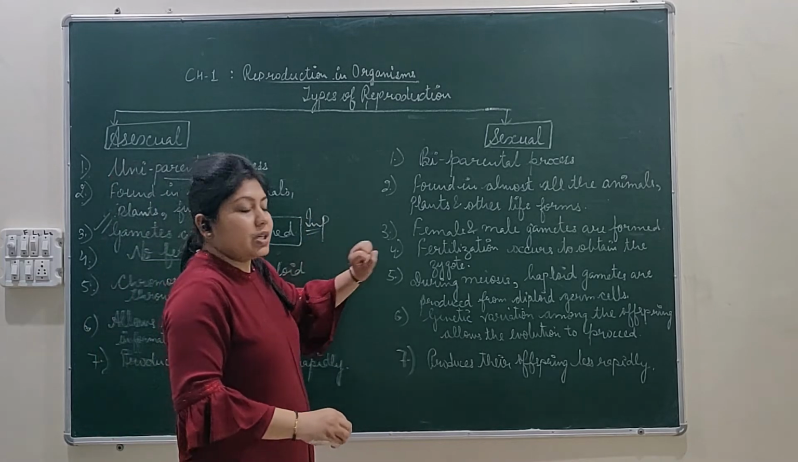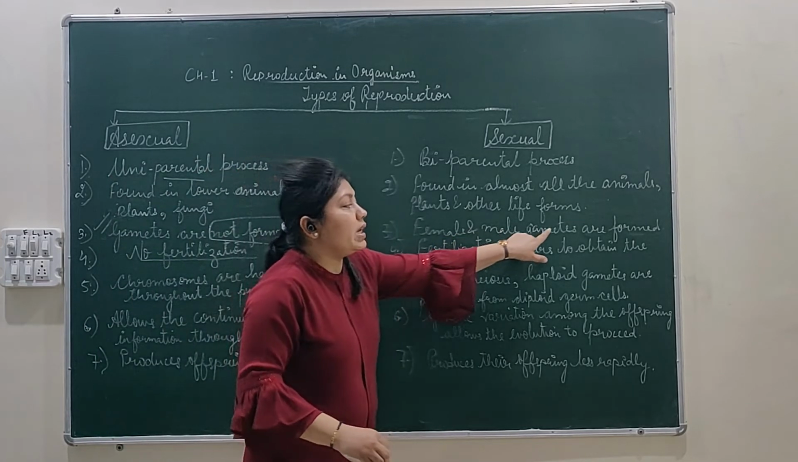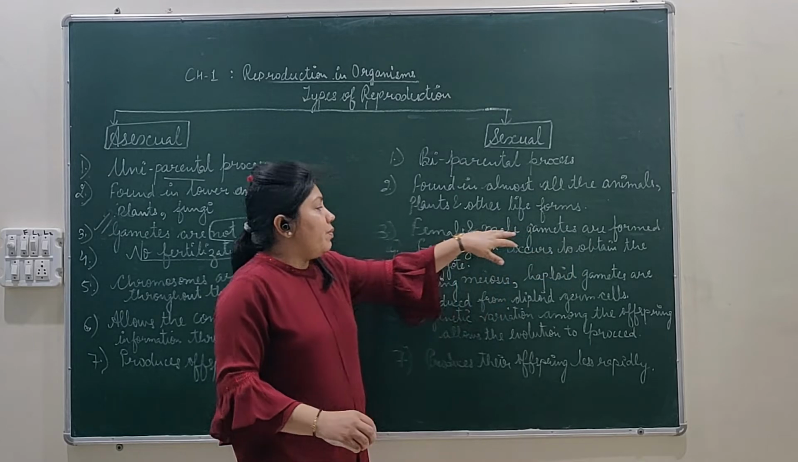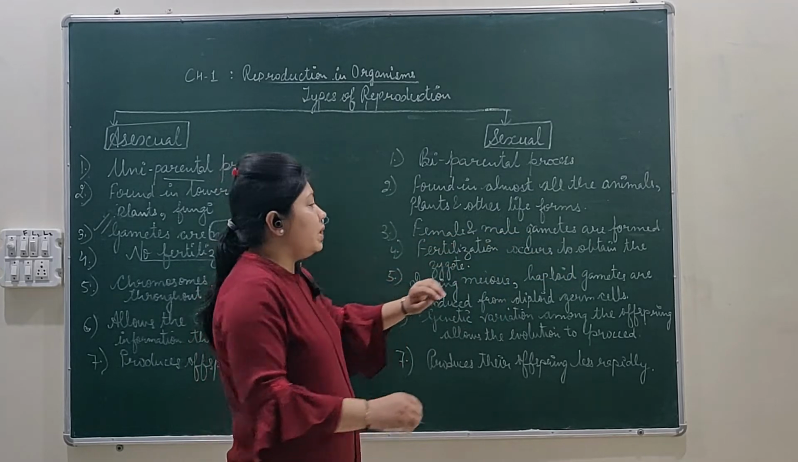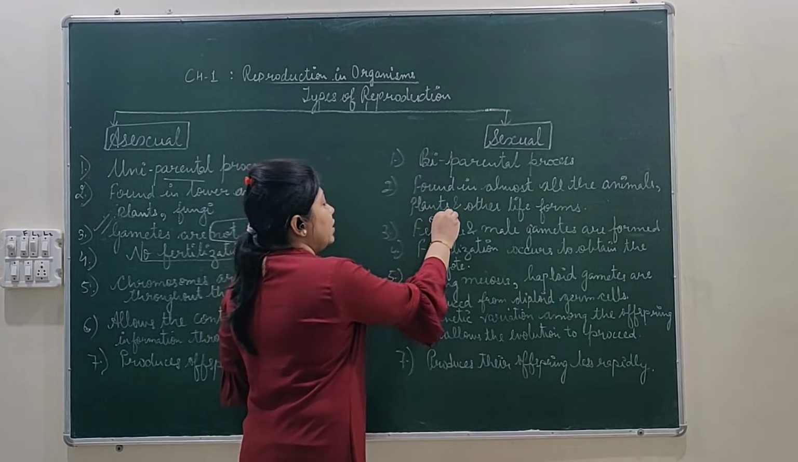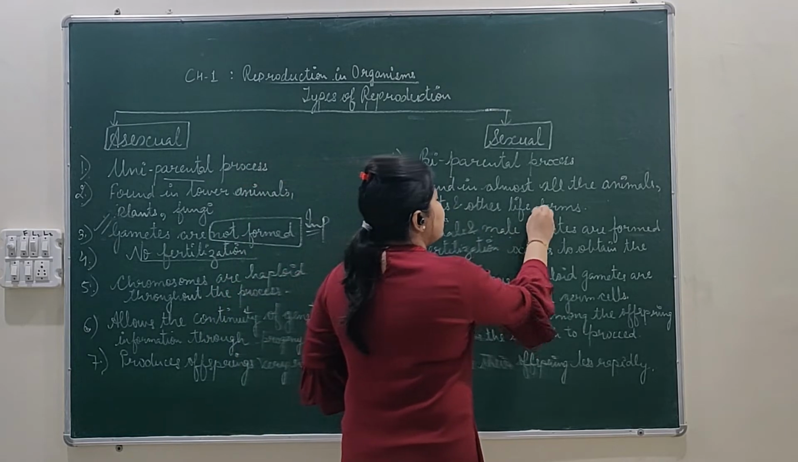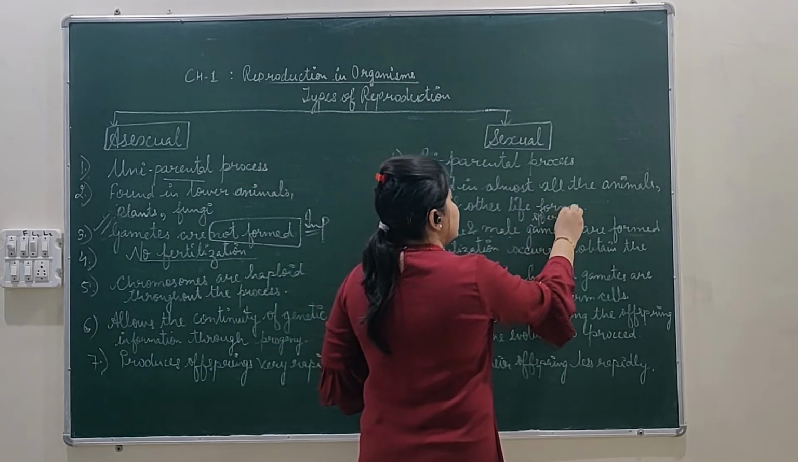Whereas in sexual reproduction, female and male gametes are formed. The female gamete, in case of human beings, you can say is the ovum, and the male gamete is the sperm.